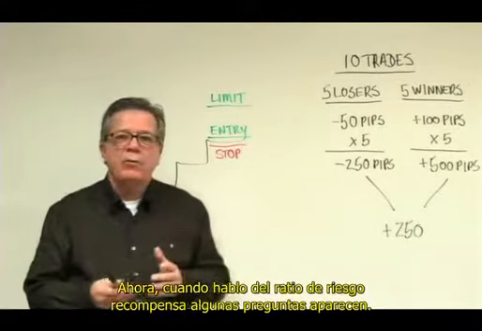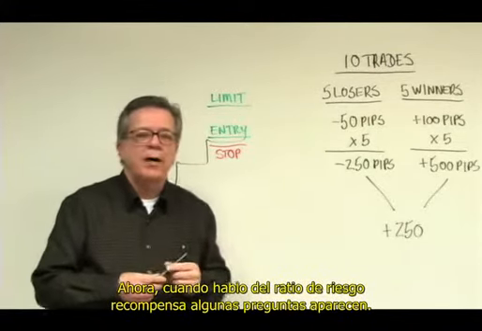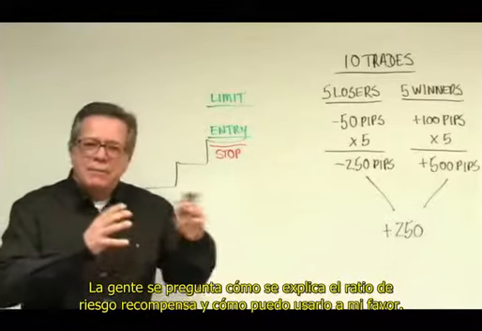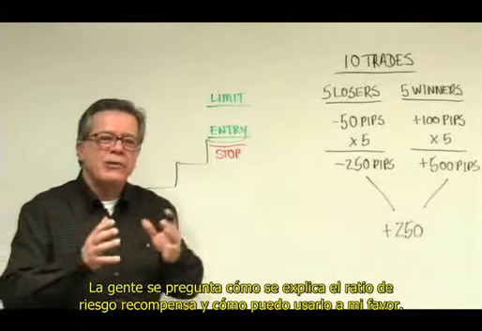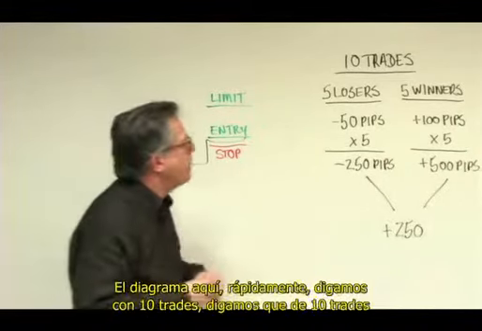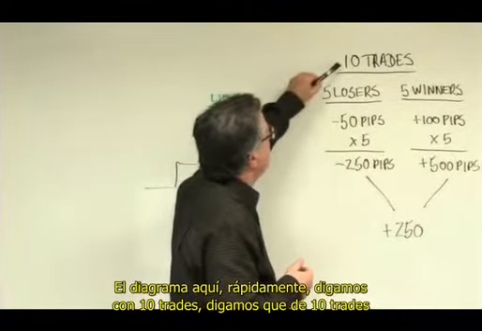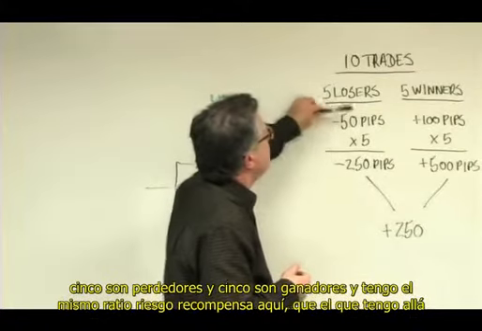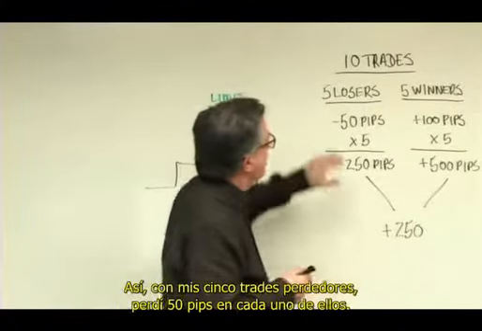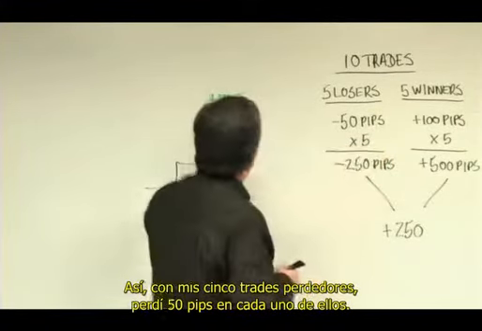Now, when I talk about risk-reward ratio, and these questions come in every once in a while, people are wondering, how do you explain that 1 to 2 risk-reward ratio? How can that work in your favor? I've diagrammed it here quickly. Let's say with 10 trades. Let's say I place 10 trades, and 5 of them are losers, 5 of them are winners. And I've had the same risk-reward ratio here as I've had there.